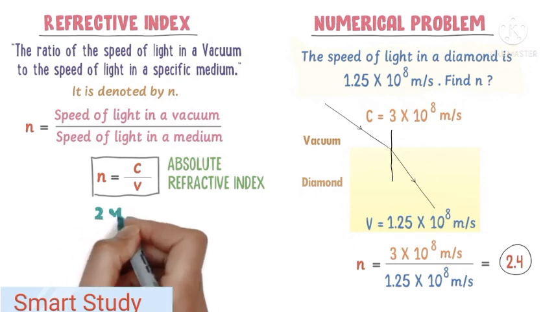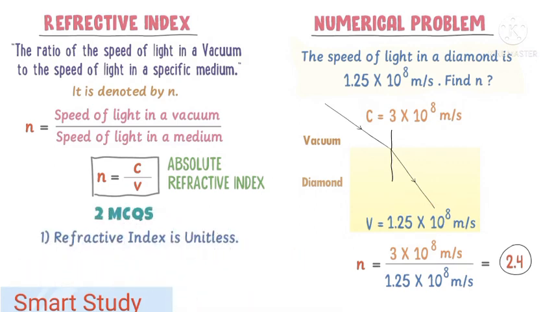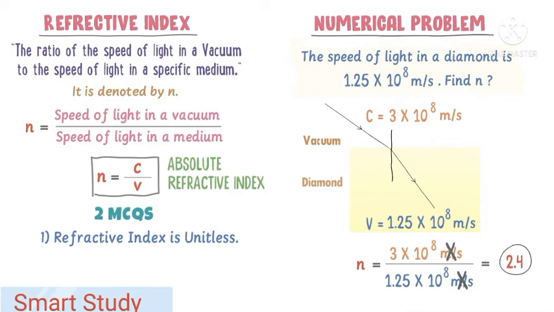Here, let me teach you two bonus MCQs. Refractive index is unitless, or it has no unit. If you ask me why, it is because refractive index is a ratio between two similar quantities. For example, the unit of speed in the numerator and the unit of speed in the denominator cancel out. We therefore say that refractive index is unitless or has no unit.